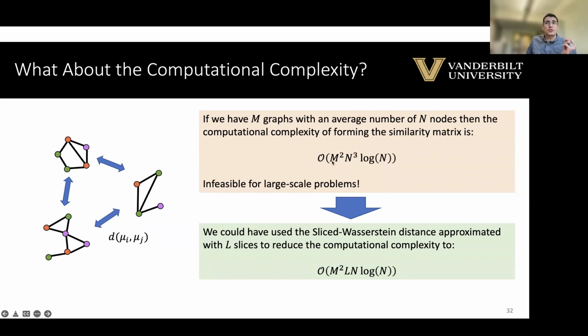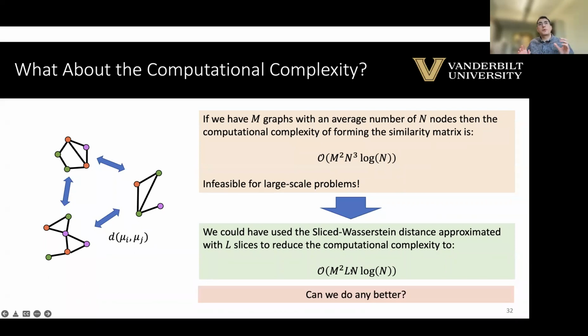But we are going to have pairs of these distances. So we have m squared n cubed log n. This becomes problematic. It becomes infeasible for larger scale problems. By the way, we could have replaced this Wasserstein distance with a sliced Wasserstein distance, and we could have gotten some benefit there as opposed to n cubed log n. We could have gotten L n log n, L being the number of slices, right? But can we do any better?